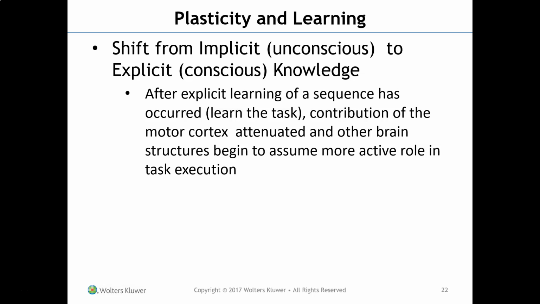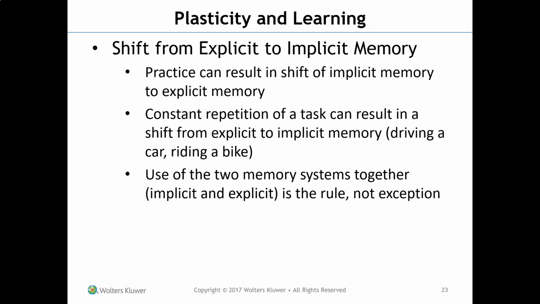Okay, so as we continue to talk about plasticity and learning, let's talk about a shift from implicit, which is unconscious, to explicit, which is conscious knowledge. So after explicit learning of a sequence has occurred and you learn the task, contribution of the motor cortex is attenuated, and other brain structures begin to assume a more active role in task execution. So now we can shift from explicit to implicit, meaning conscious to unconscious.